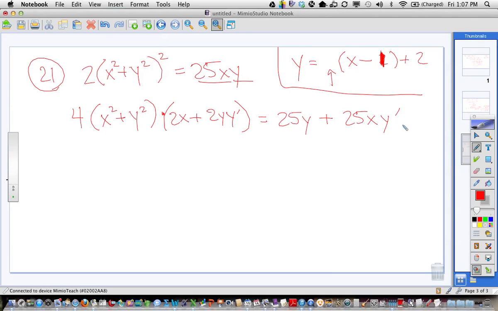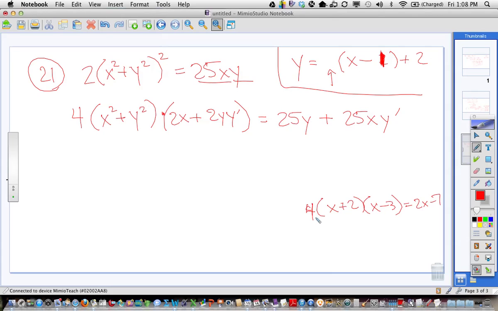Now, what's left here is to find y prime by itself. That would be no different than if I gave you this problem here. 4 times (x plus 2) times (x minus 3) equals 2x minus 7. If I gave you that problem, what would you do first?